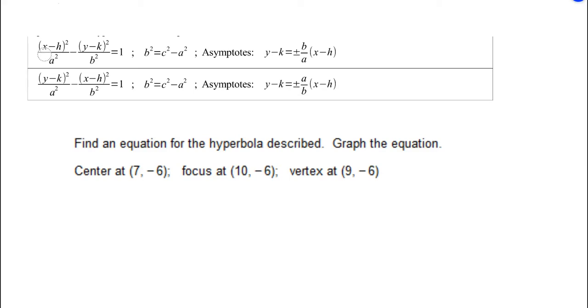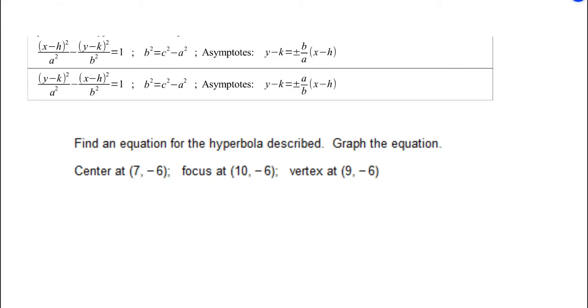So this equation is (x minus h) squared over a squared minus (y minus k) squared over b squared equals 1. The h and k stand for the center of the hyperbola. Then we have a, which is the distance between the center and the vertex. b helps define the slope of the lines, that is, the asymptotes. And c is the distance from the center to the focus.